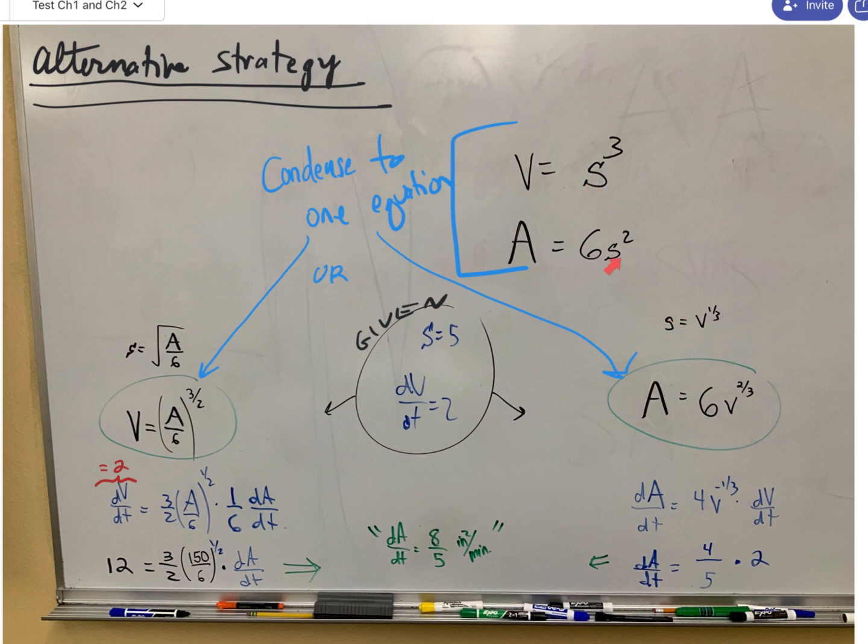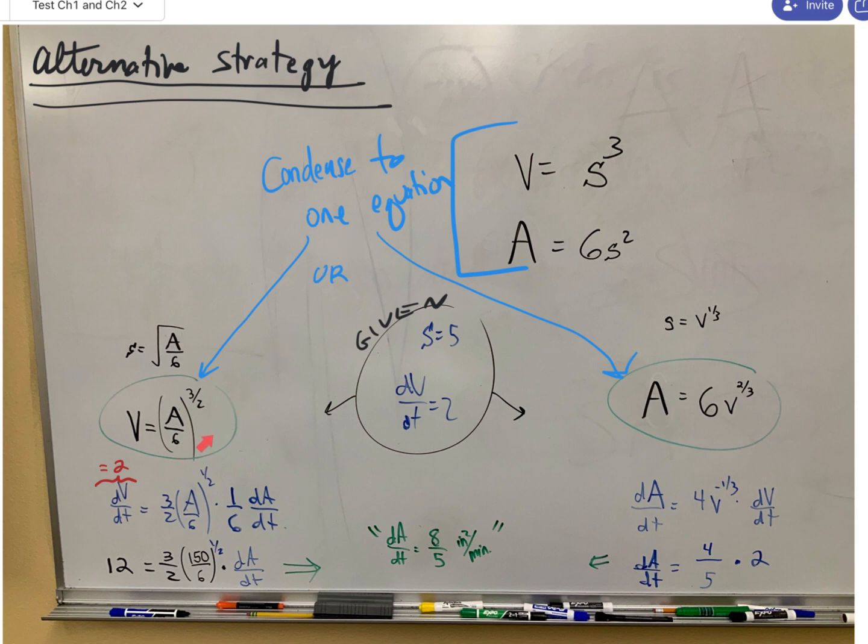Substitute that into the other equation, so the surface area is 6 times v to the 1/3, or 6v to the 2/3. That would be one way of doing it. You might have solved for s here. s squared is A over 6, so s is the square root of A over 6. And then plug that expression in for s into the other equation, giving a single equation for volume. So one of these could be your single equation.